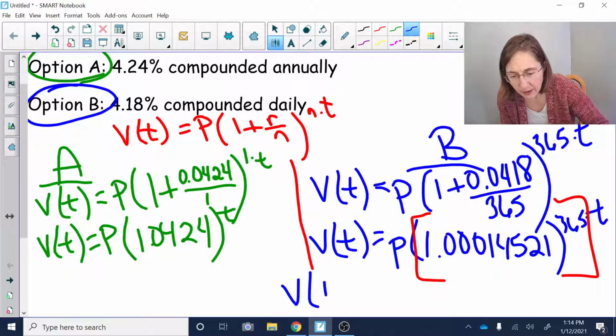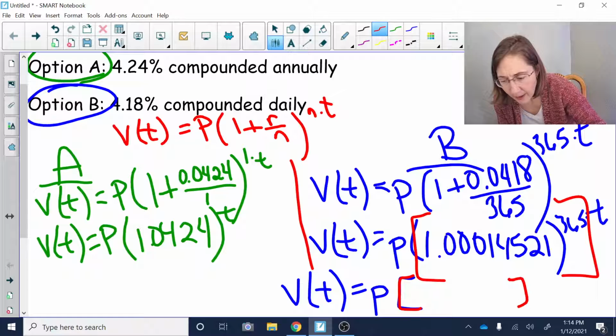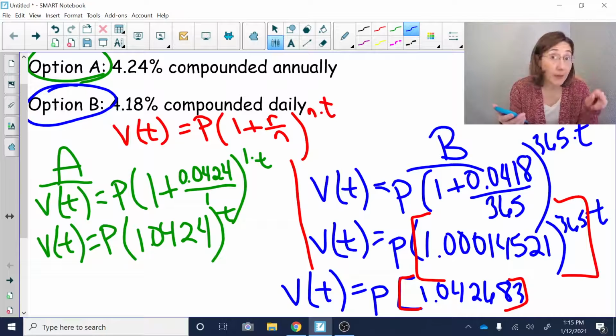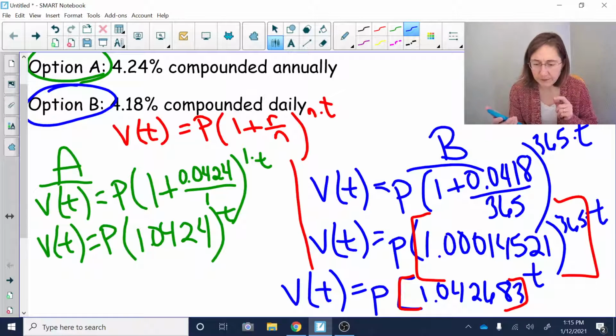So let me write that down here. V of t equals P times, so now I'm going to put, oops, that's supposed to be red. What's in that red bracket now is 1.04268. There's a few more digits after that, but that's enough that I'll be able to compare to what I have in green. So I'm going to stop there for writing. To the t power.